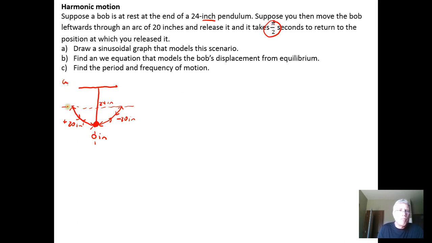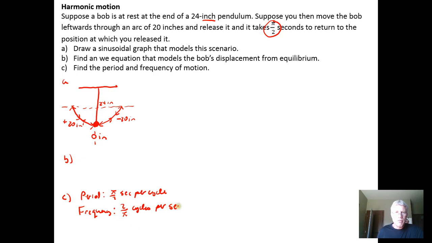That's our period. So the period is always that length of time it takes to do one cycle. So the period is going to be pi over 2 seconds per cycle, one trip of the pendulum bob. So the frequency is the reciprocal of that, because it's cycles per unit time, so it's going to be 2 over pi cycles per second. And we are supposed to draw a sinusoidal graph that models the scenario.